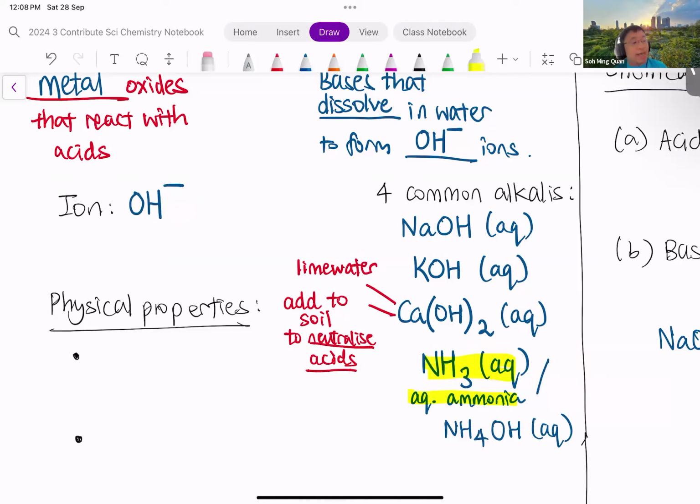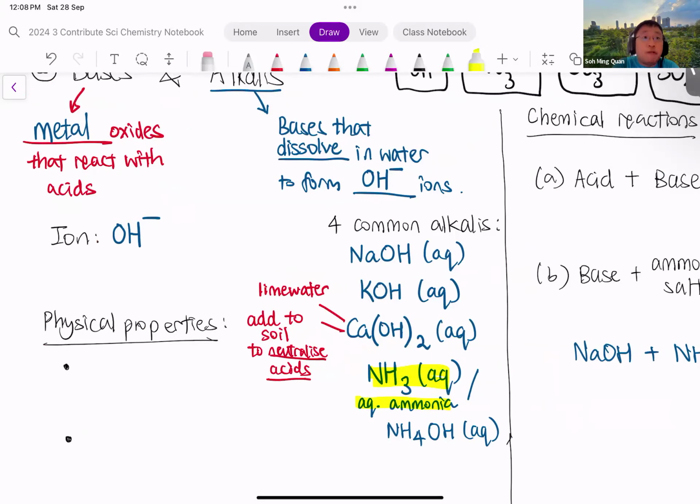So you have to learn the word aqueous ammonia. You have to recognize that NH3 is alkaline. But if it helps you, you can remember that NH3 is the same as writing NH4OH because when you produce NH4OH, it's when you dissolve it in water. So these are the properties that you need to know for a start. The ions in alkalis, and you must know the 4 common alkalis in the lab.